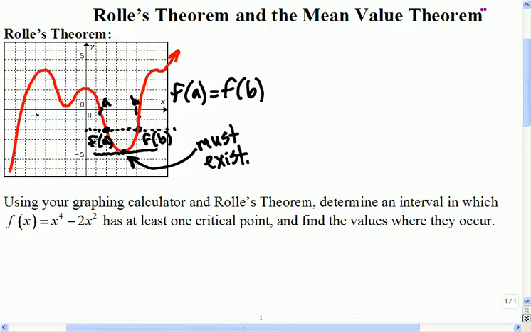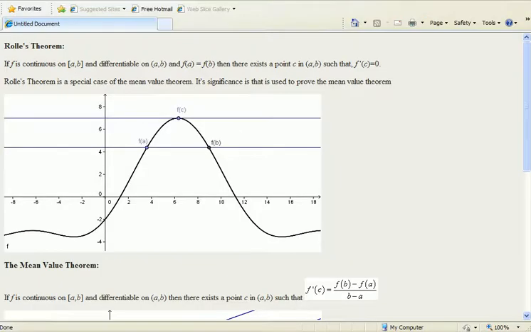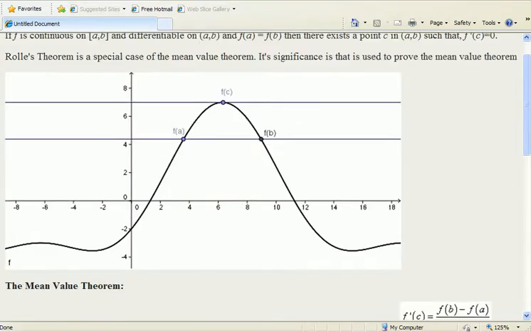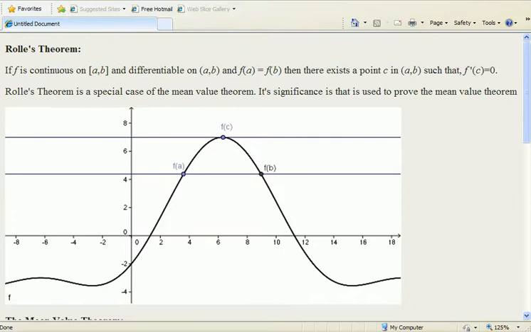I'll put back up the technical details that you need to have written down. Specifically, if f is continuous on the closed interval [A, B] and differentiable everywhere inside, and f of A equals f of B, then there must be a point where the derivative equals 0. I'll let you copy that in.